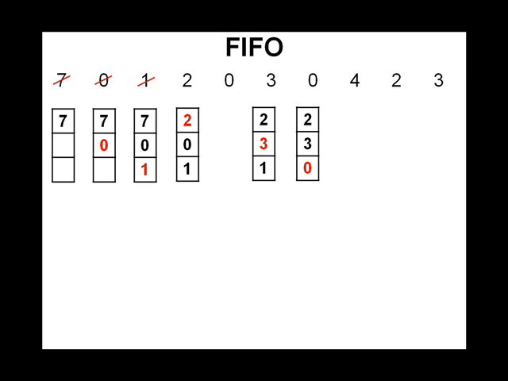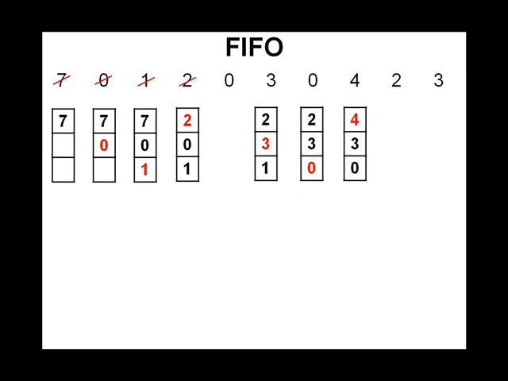Already in the frames 2, 3, 0 are present. Out of these 3, 2 comes first, so 2 is replaced with 4. Next execution we want to execute 2. Out of these 4, 3, 0, next 3 comes first. We don't consider the 0. So 3 is replaced with the 2.